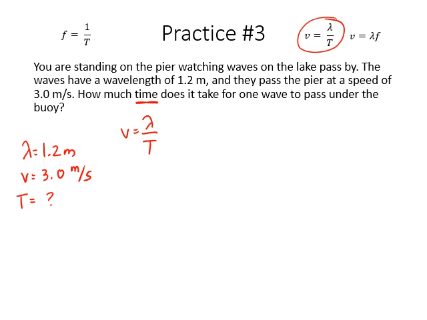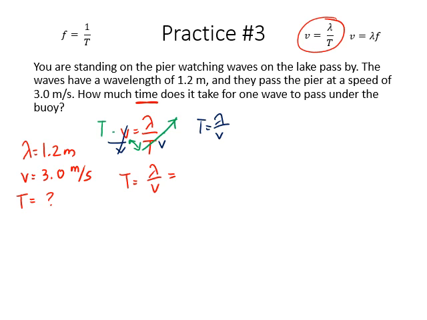Now, the quickest way to do it is just switch these two variables, and that would give us time equals lambda over wave speed. How you would actually do it is multiply both sides by time. That gives you TV equals lambda, and then you would divide both sides by wave speed, and that would give you T equals lambda over wave speed.